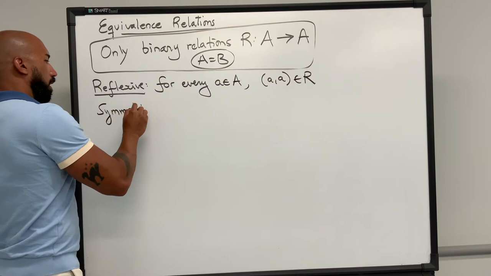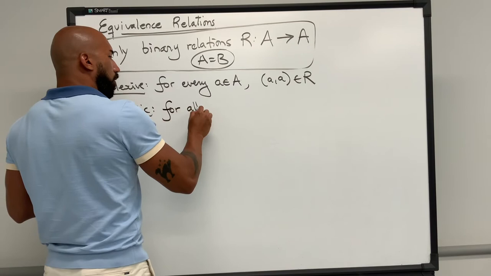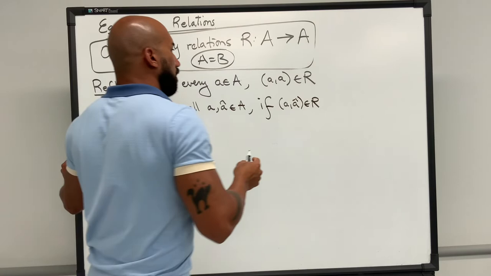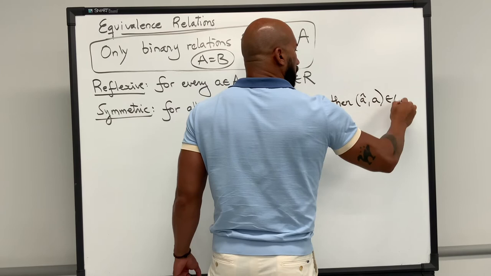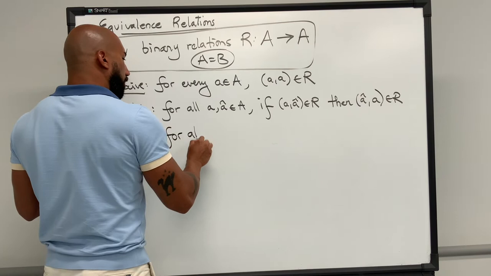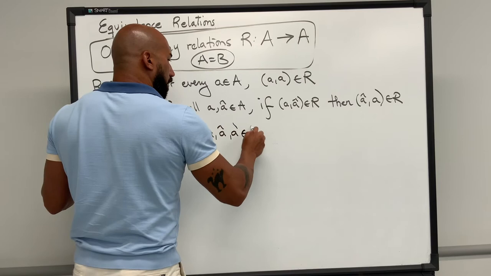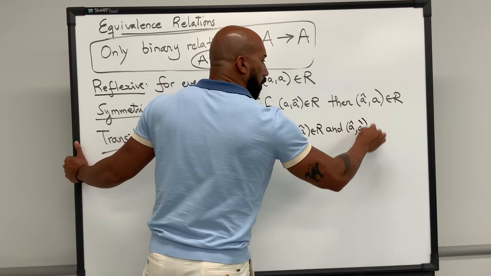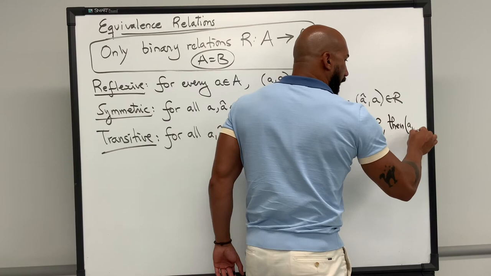That means for all a and a hat in A, if (a, a hat) is in R, then (a hat, a) is in R, and transitive, that means for all a, a hat, a prime in A, if (a, a hat) is in R and (a hat, a prime) is in R, then (a, a prime) is in R. Okay? These are the three properties that we have.